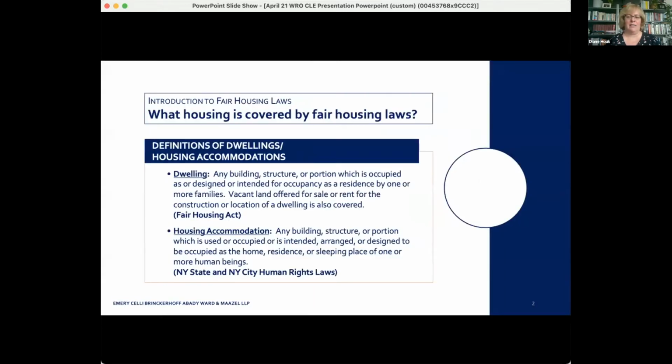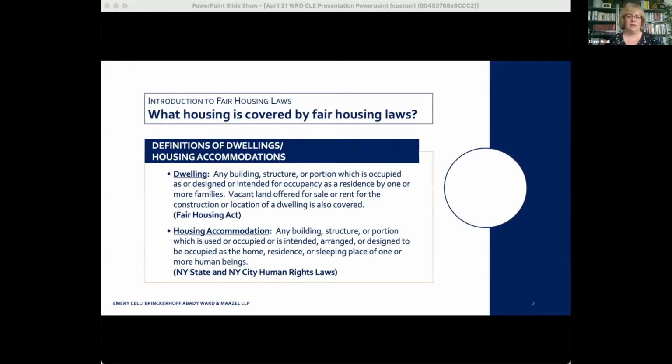We've organized this into 3 sections. I'll speak first about the general federal and state fair housing laws that apply in the context of residential housing and who is protected by those laws. Emma will then talk about prohibited conduct, and then we'll spend the 3rd section really focusing on disability discrimination.